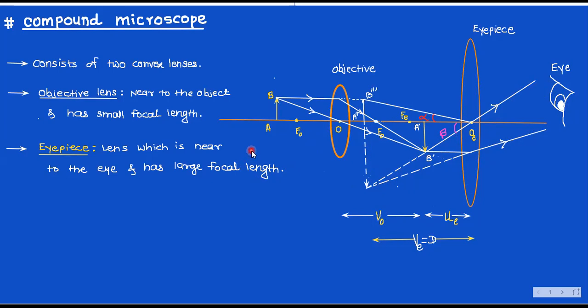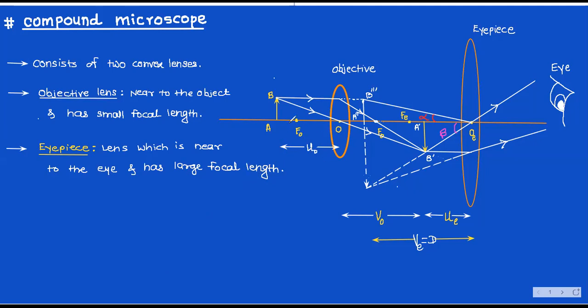Okay. So let's see. And this one more I will denote in the diagram, that is object distance for this objective lens. This is what U naught. Can I write it as U naught? Because object distance for which lens? Objective lens. So therefore, I am denoting here as U naught. Clear?